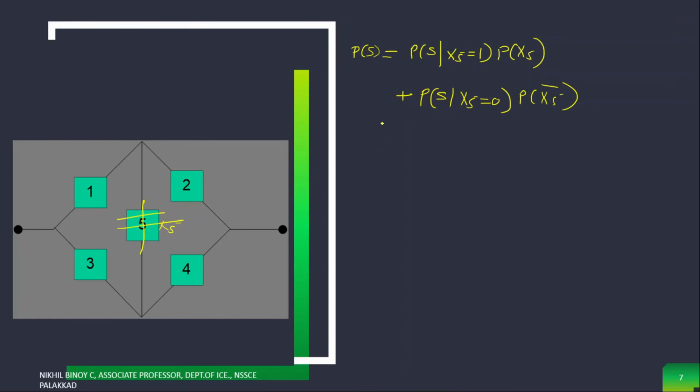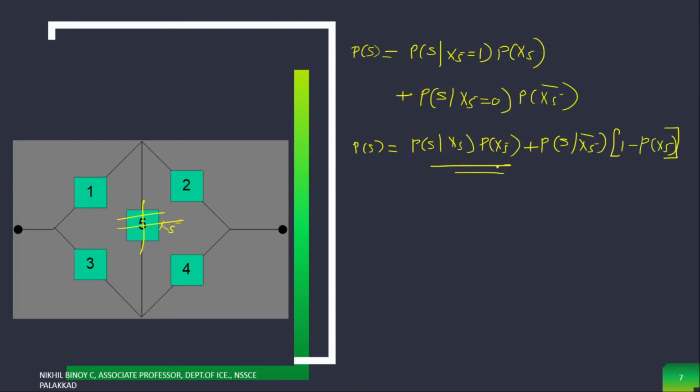Is it okay? We can write this equation as P of S is equal to P of S given xi into P of xi. I told you xi means xi equal to 1, plus P of S given xi bar into, what about P of xi bar? That is nothing but 1 minus P of xi.